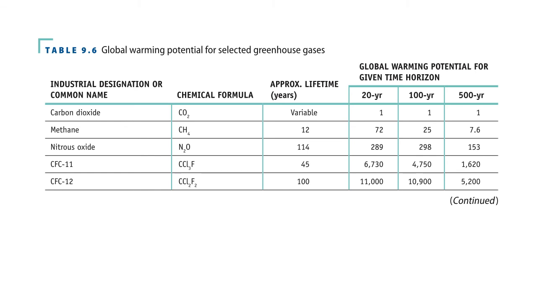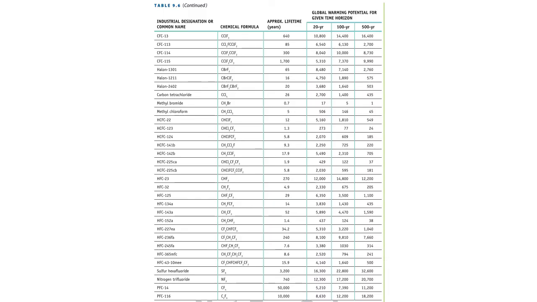So we have different global warming parameters for different compounds. These are some of the very common ones over here. Chemical formula, approximate lifetime in the atmosphere, and then again, depending upon the base case we make, whether we look at a 20-year horizon, a 100-year horizon, or a 500-year horizon for those species in the atmosphere, we may have slightly different values that we come up with for that.